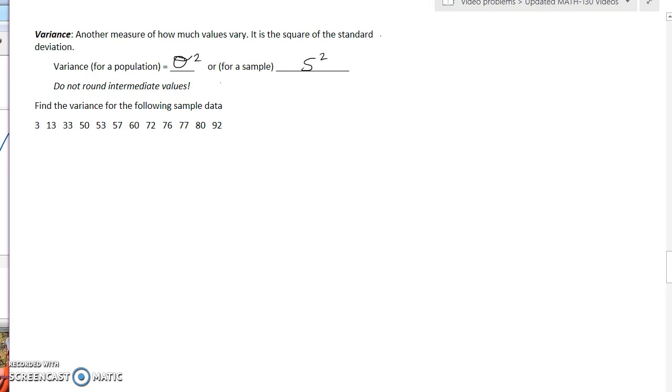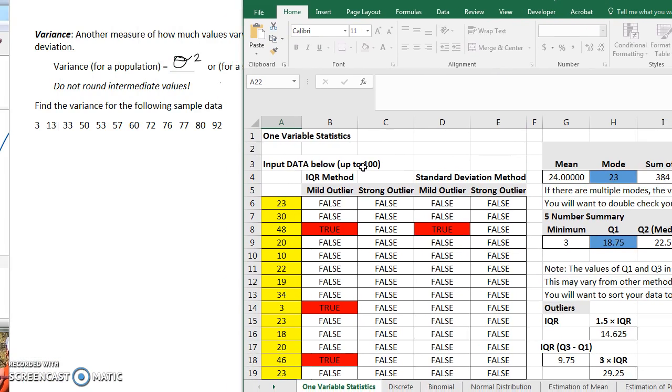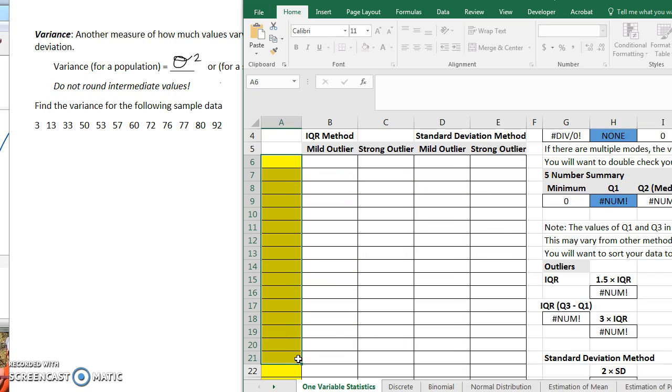So this problem also says don't round intermediate values. I'll show you what I mean. What it asks me to do here is find the variance for the following data. Before we can do the variance, we need the standard deviation. So I'm going to take my Excel spreadsheet and enter these values in. I'd encourage you to do this with me.